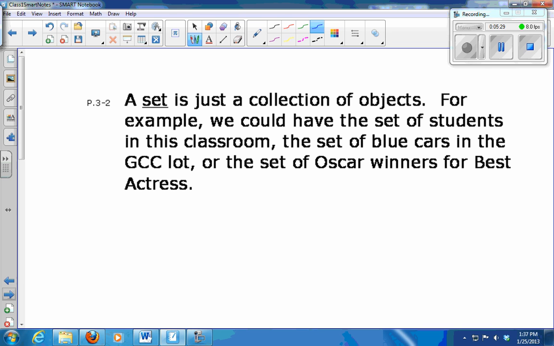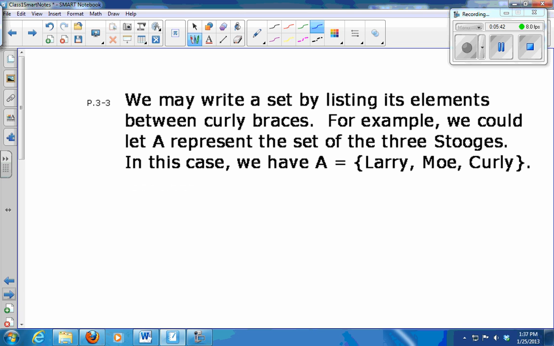A set is just a collection of objects. For example, you could have the set of students in this classroom, the set of blue cars in the parking lot, or the set of Oscar winners for Best Actress. We generally write a set by listing its elements between curly braces. So this is one way to represent a set. If we let A be the set of the Three Stooges, then the mathematical notation for that would be A equals, in curly braces, Larry, Moe, and Curly.